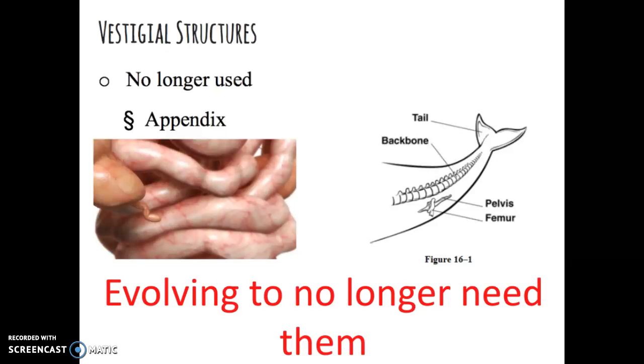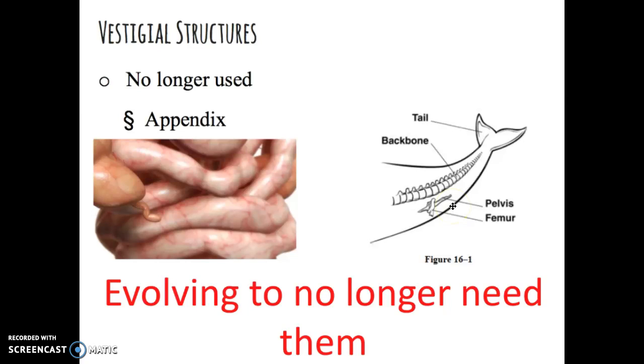Vestigial structures. This is another evidence for evolution. Basically, these are pieces of your body or other organisms' bodies that are no longer used. They used to be important, but now they're not. The appendix is a big one in humans. We don't use it anymore. It used to be used to eat really difficult to digest food. Now it's easy. The pelvic bone in a femur, they used to have legs, they don't anymore.